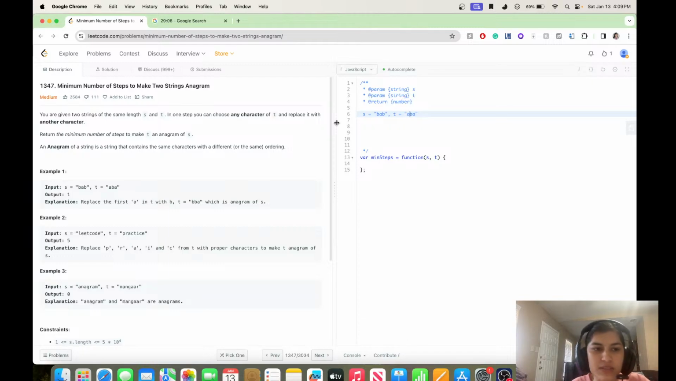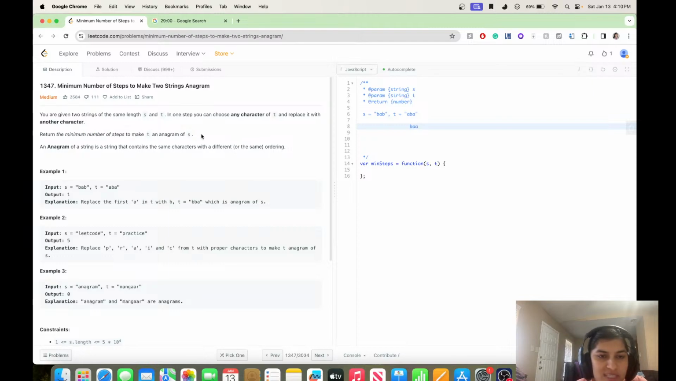Because it is saying anagram, I was thinking in the beginning which character to replace, in s or t, but I think it is t only. So I can replace with any character. I can replace b with a. So basically it means that I can just form anagrams. And return the minimum number of steps to make t an anagram of s. So it means that I can only change t.